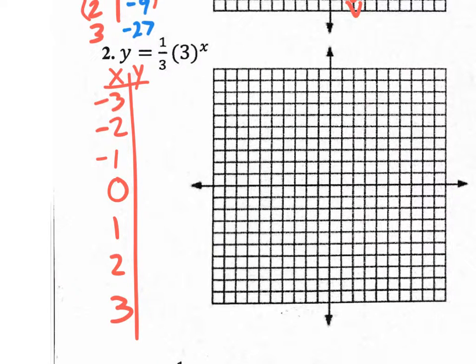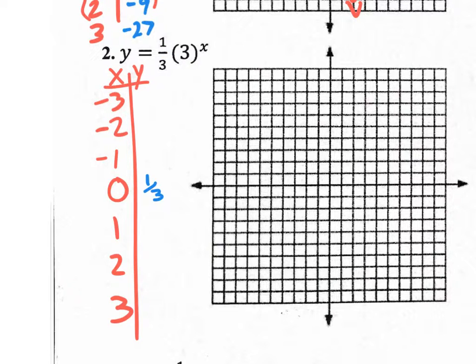So when I plug in 0, what's 3 to the 0? What's anything to the 0 power? 1. And what's 1/3 times 1? 1/3. So when I plug in 0, I get out a 1/3. Now that might seem a little weird. Now you could continue to plug in more values. Do you want to, just for fun, plug in 1? Okay, just for fun, let's plug in 1 right in here. What's 3 to the 1 power? And what's 3 times 1/3?